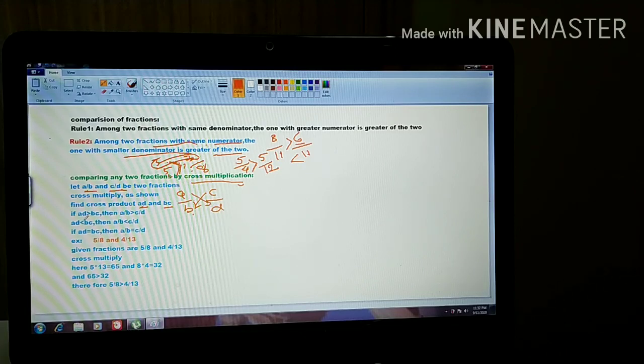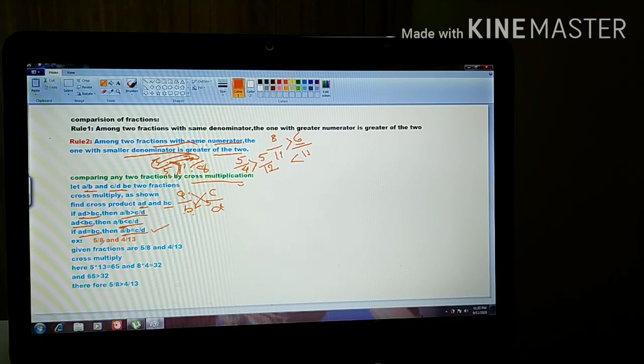After that, what do we have to do? We have to compare them. Observe here, if AD is greater than BC, then the first fraction is greater than the second fraction, a by b is greater than c by d. If AD is less than BC, then the first fraction is smaller than the second fraction. If AD equals BC, then both fractions are equal. Like that you have to compare.